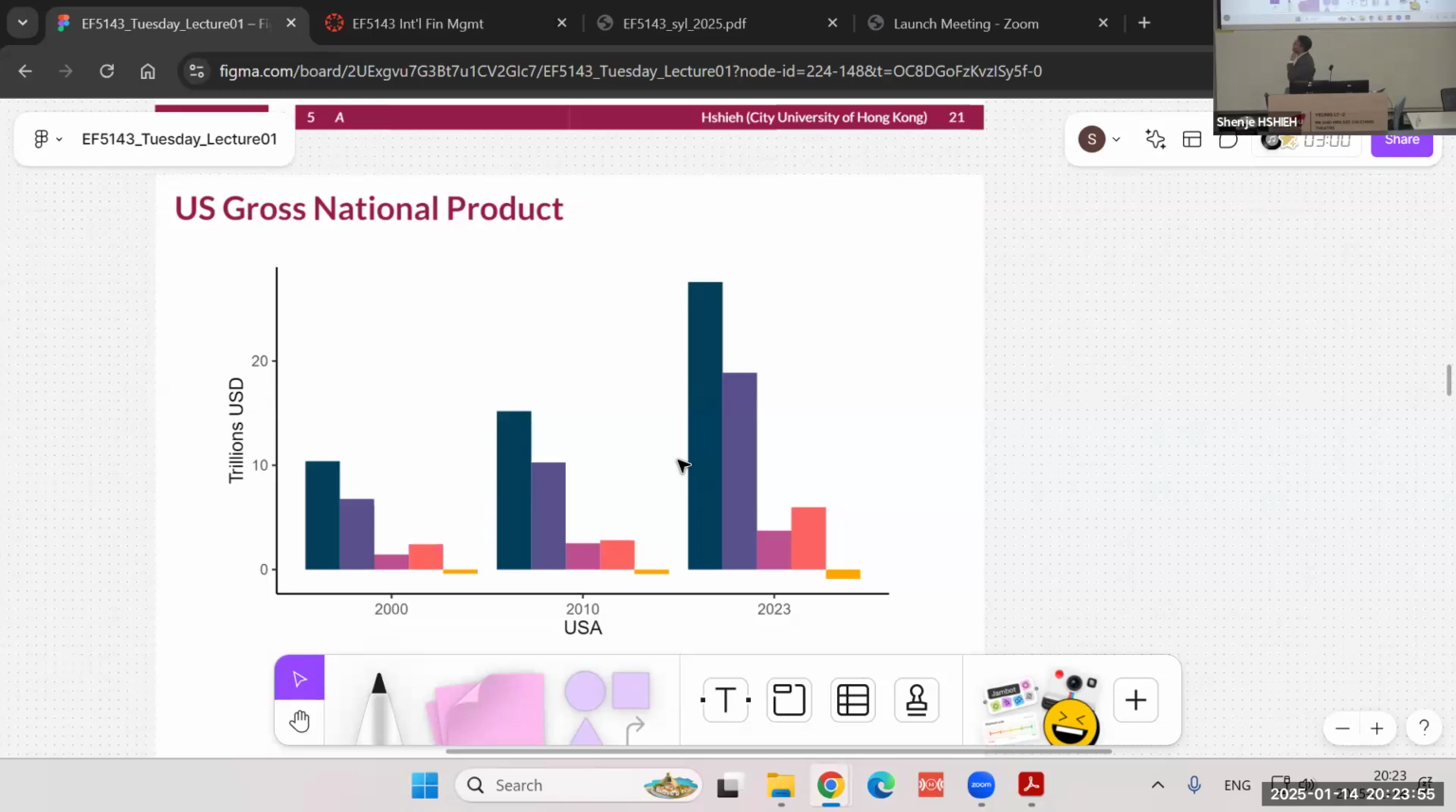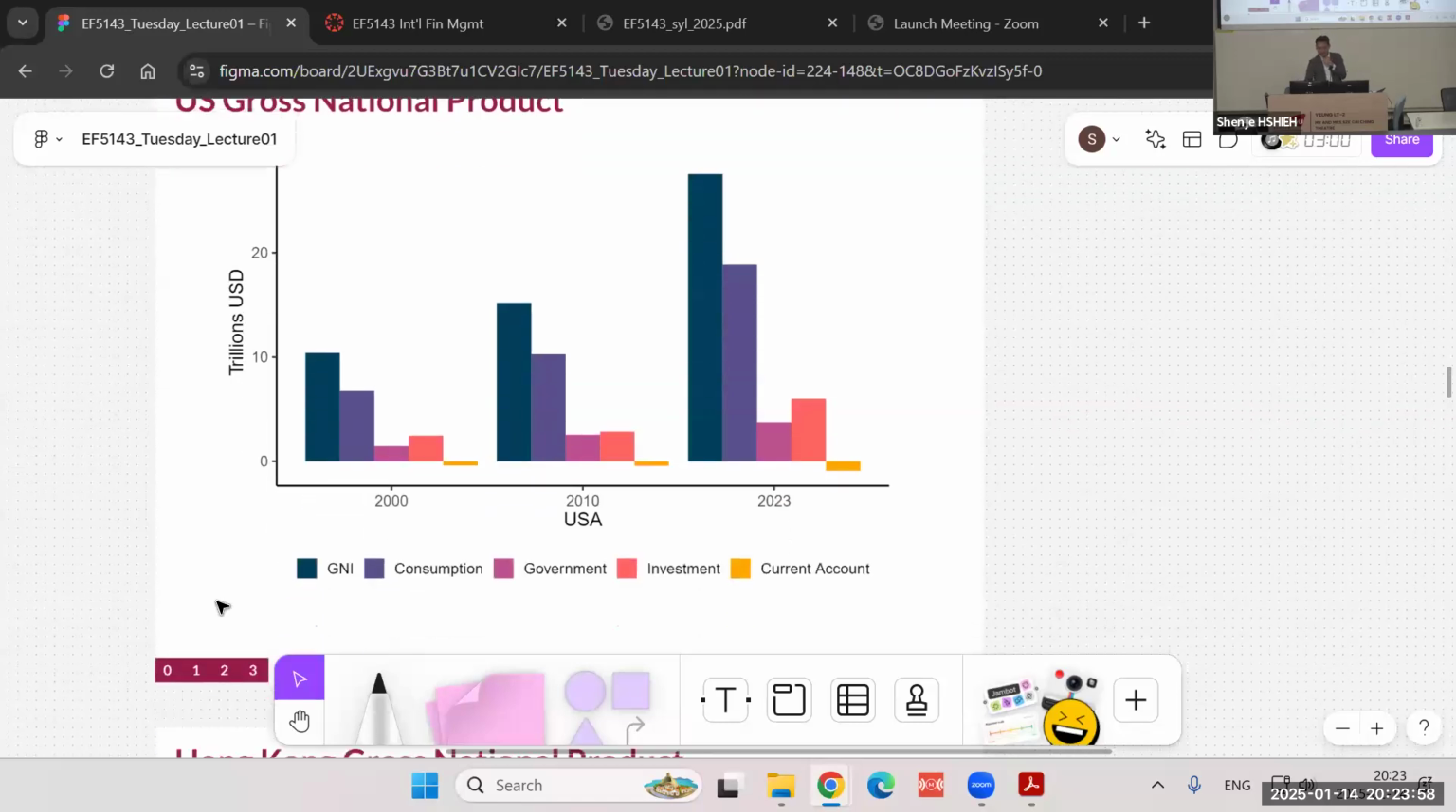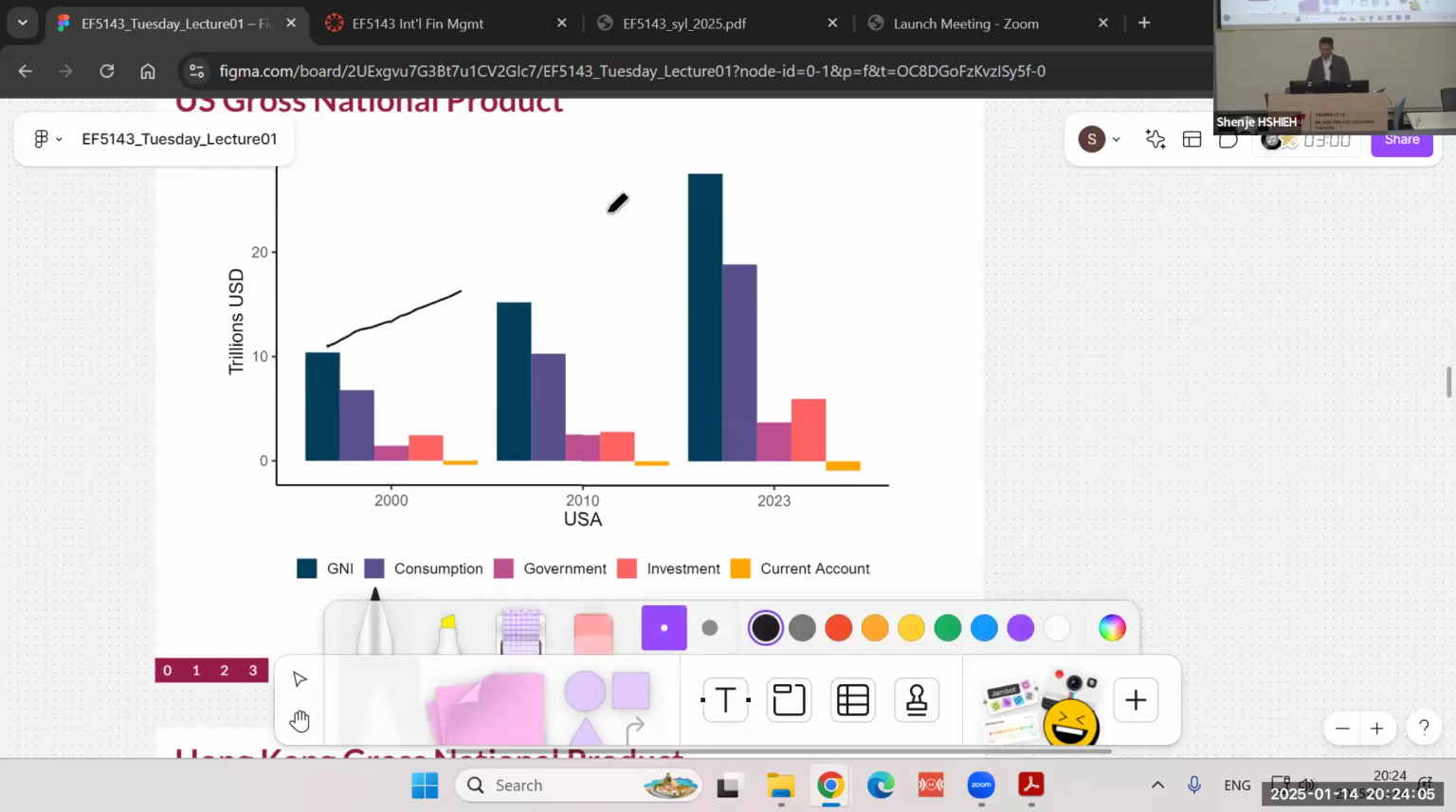We see that GNI is the dark blue line. It has steadily grown over time, so it's quite good. And then the rest of these bars are the components, right? Purple is consumption, pink is government, magenta, I don't know, is investments, and orange is current account. The two things you should notice, number one, this is negative.